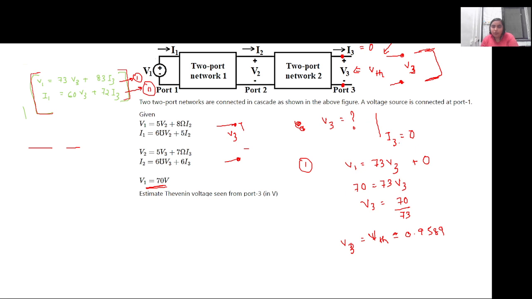So we have to calculate V3 from equation 1, provided that I3 is equal to 0. From equation 1 we get V1 equal to 73 V3 plus 83 I3. Since I3 is equal to 0, this term is equal to 0, and V1 is given in the question as 70. So we get V3, and this V3 is actually the Thevenin's equivalent voltage as seen from port 3.